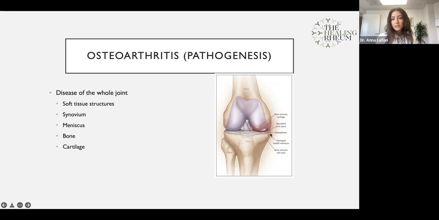This is those osteophytes that I was referring to, where the bone starts proliferating more at the area where it's getting more and more injured. And then the cartilage as well. So the pain that is caused by osteoarthritis is because you have a lot of things that are involved in the joints.